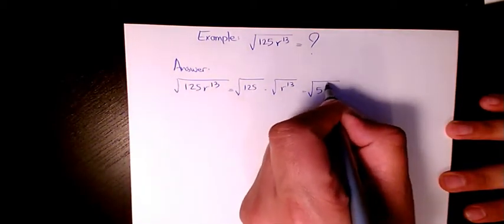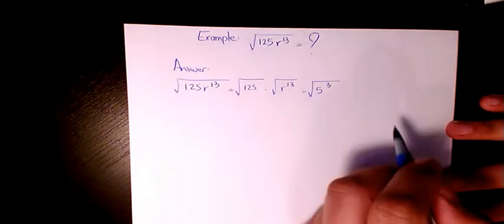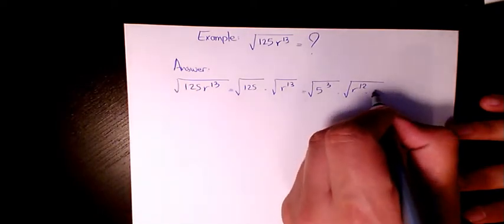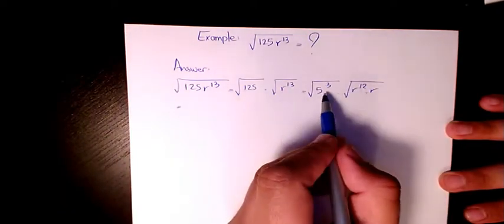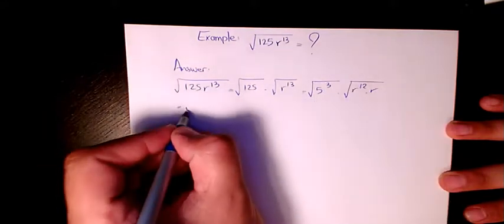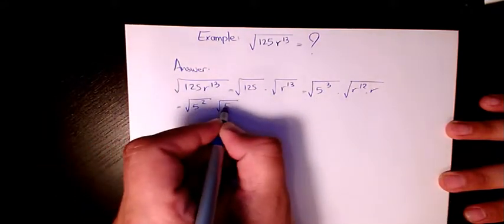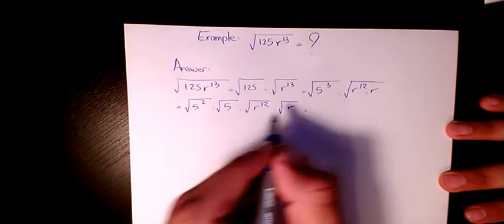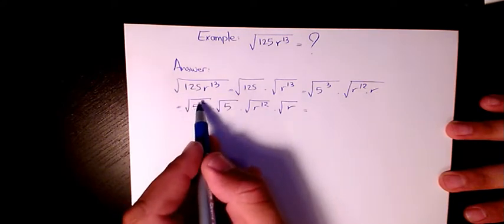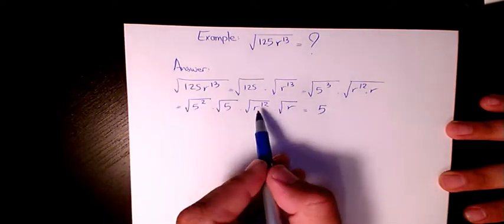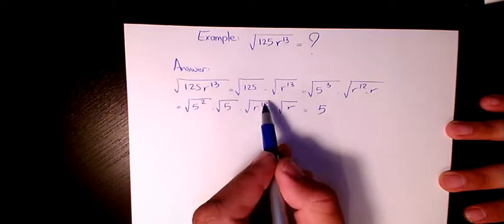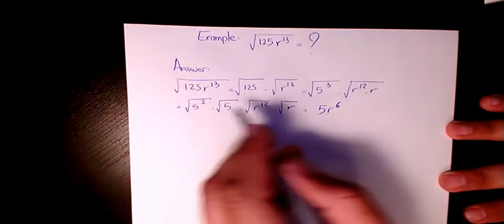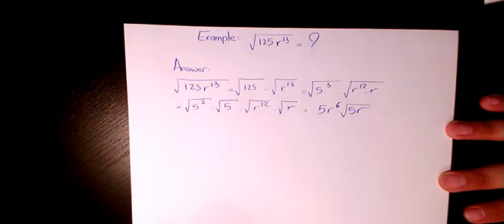125 is 5 cubed. 5 times 5 times 5 is 125, and r to the power of 13 is the same as r to the power of 12 times r. And 5 cubed is 5 squared times 5, and then we can separate it like that. This part is going to be 5 to the power of 2 over 2, which is just 5. The square root of r to the power of 12 is r to the power of 12 divided by 2, which is going to be r to the power of 6, and then I multiply these two, which is going to be 5r. So basically that's the answer.